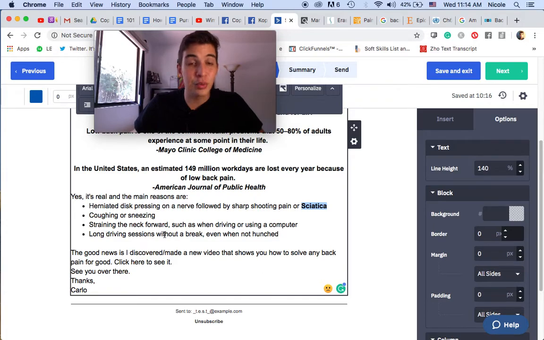Long driving sessions without a break, even with non-hunched posture. That's what aroused my curiosity so much. I thought maybe they'd tell me, yeah, you're getting back pain because you're hunched all day, but even if you're not hunched, why would I, right? So it has to do with the position and other stuff. So you put these short bullets, concise, really quick, really powerful, arousing some curiosity. That's the most important part. So they feel like, okay, I want to know more, I want to know more, I want to know more.